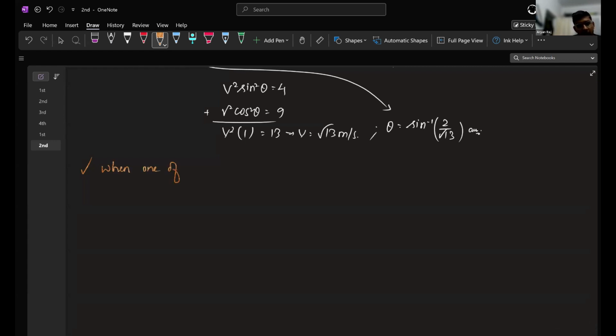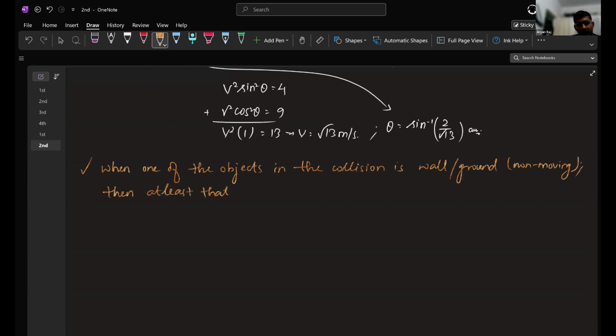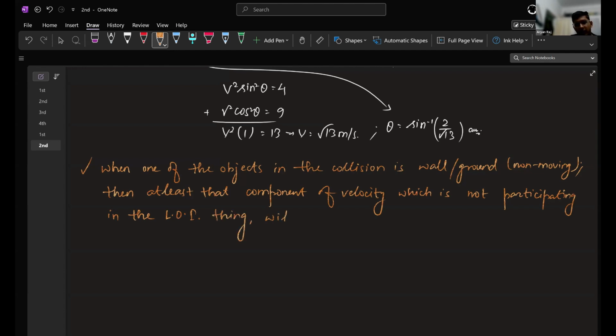When one of the objects in the collision is a wall or ground, non-moving, then at least that component of velocity which is not participating in the line of impact will remain, or will be conserved.